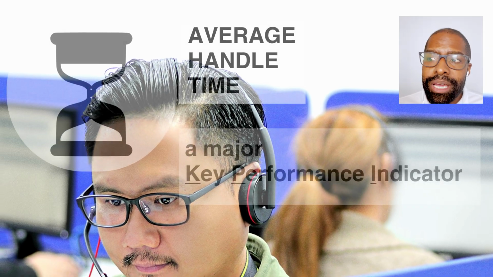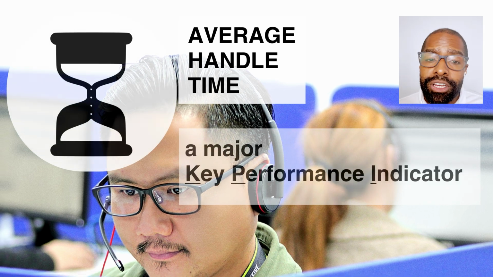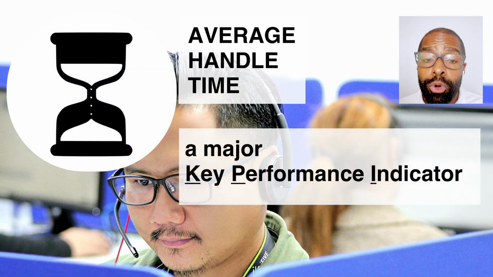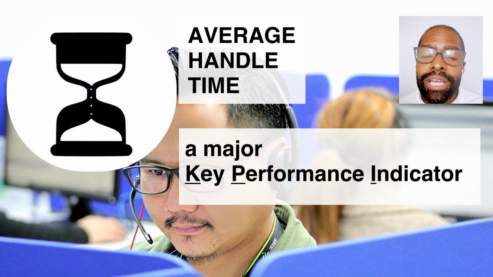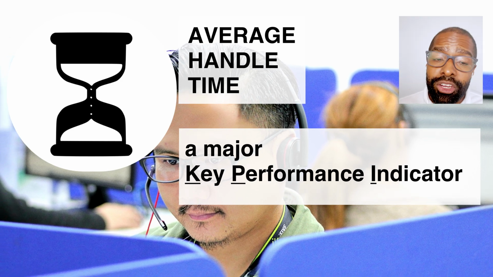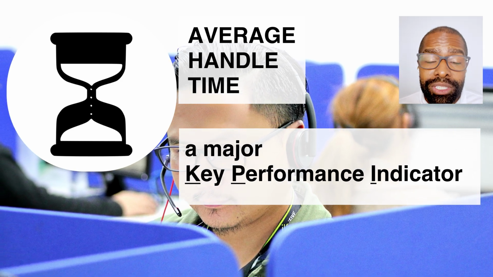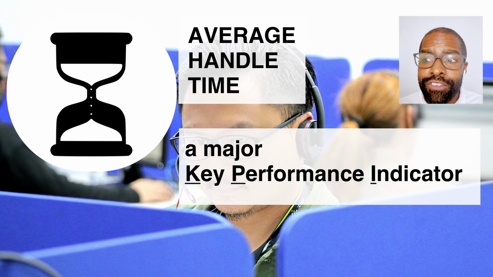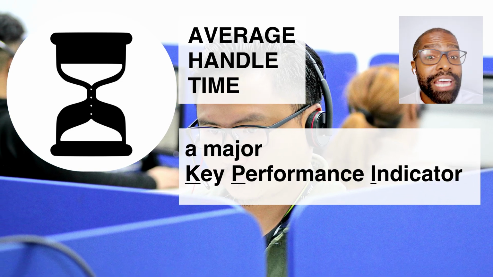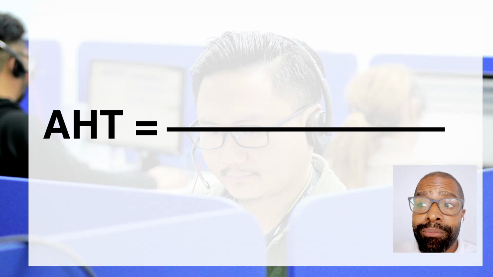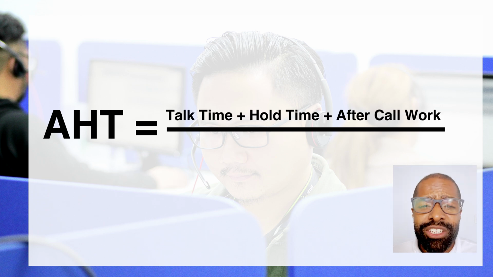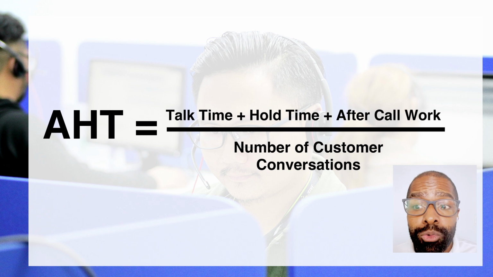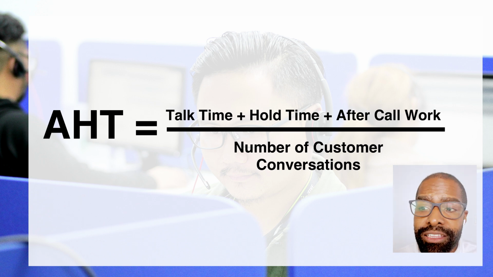Average handle time, or AHT, is a metric for the average length of a customer interaction in a call center or help desk. It is one of the most commonly analyzed KPIs in the call center industry and frequently measured when trying to improve efficiency and raise customer satisfaction. Average handle time includes the amount of time an agent spends on a call and engaged in after-call work associated with that call. We can calculate this number using this formula.